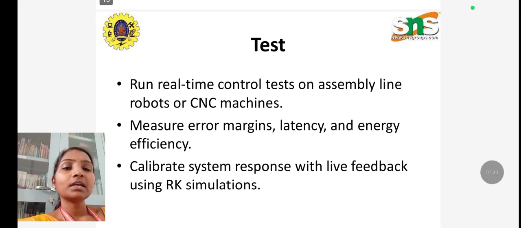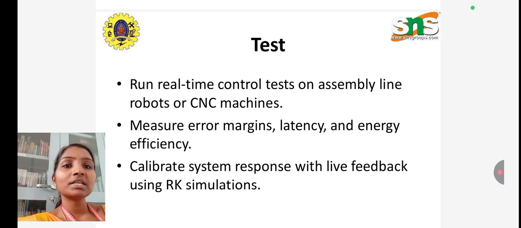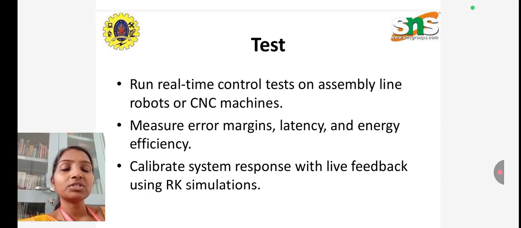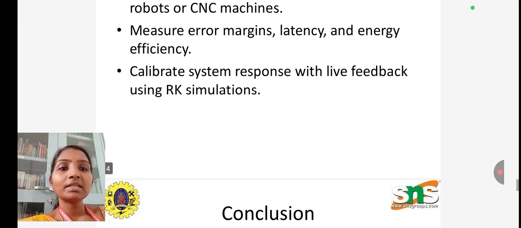And testing. We are going to run real-time control tests on assembly line robots or CNC machines. Measure error margins, latency and energy efficiency. Calibrate system response with live feedback using RK systems. As discussed in the previous automotive model also, here we are going to test using real-time drivers, real-time robots or real-time cars for the testing and examination process.